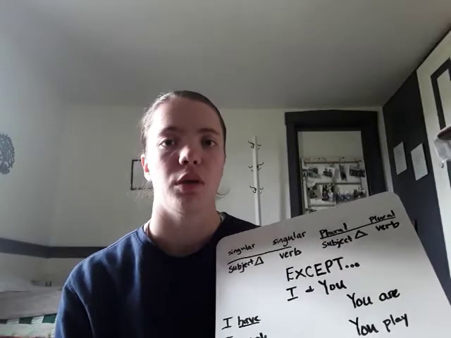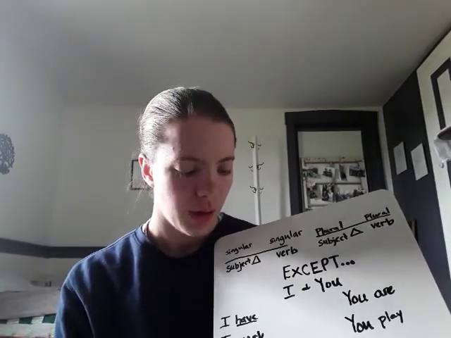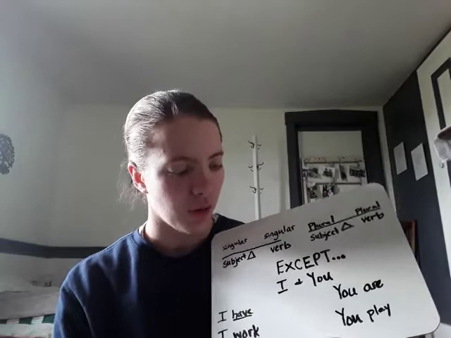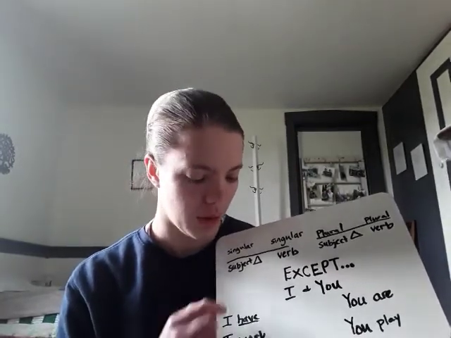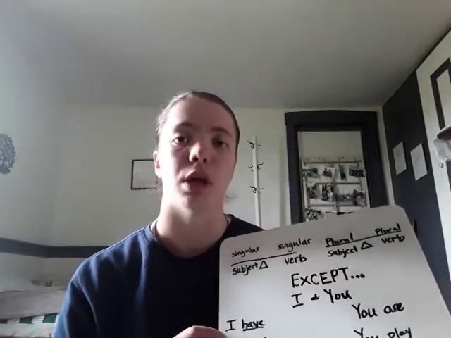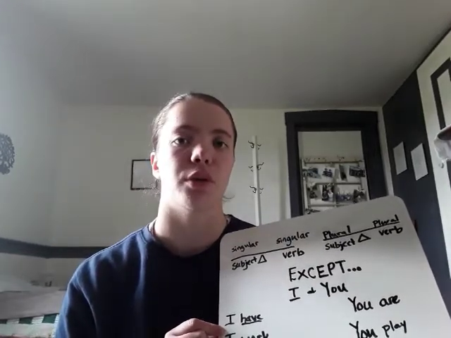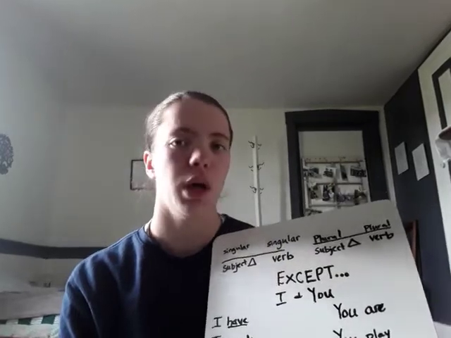So you don't say I were at the store. You say I was at the store. Was is a singular verb. You don't say I is 21. You say I am 21, all right? So I was and I am are exceptions to this rule here, that you need to use a plural verb with the pronoun I, right? I was and I am are singular, but that's the only exception to use, okay?